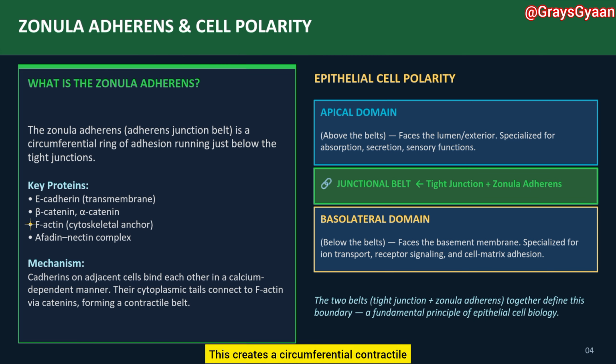This creates a circumferential contractile belt around the entire cell, and when these belts contract across an epithelial sheet, it can cause the sheet to fold and bend, which is critical during embryonic development, for example in neural tube formation. The other important complex here is the afadin-nectin complex, which helps establish the junction before cadherins consolidate it. Now remember the polarity concept. This belt, together with the tight junction above it, creates the boundary that separates the apical domain from the basolateral domain.